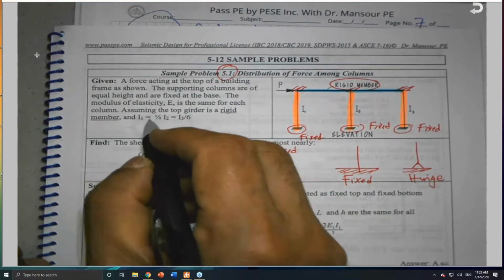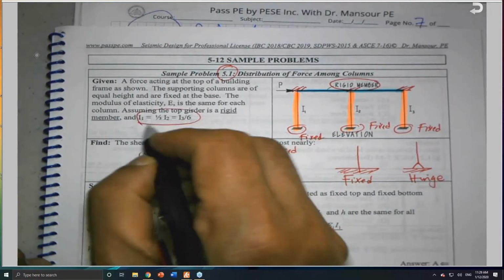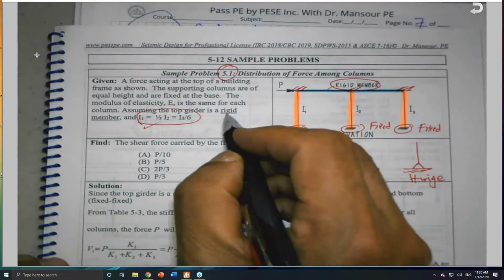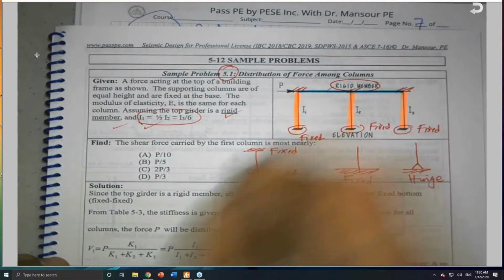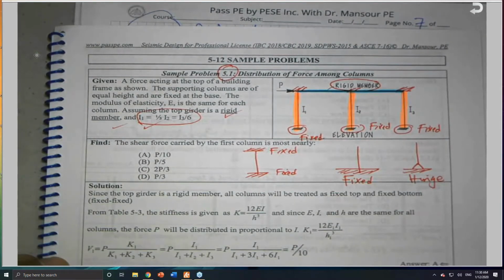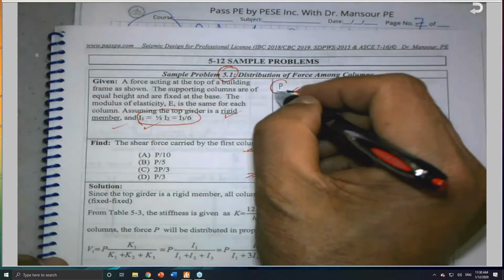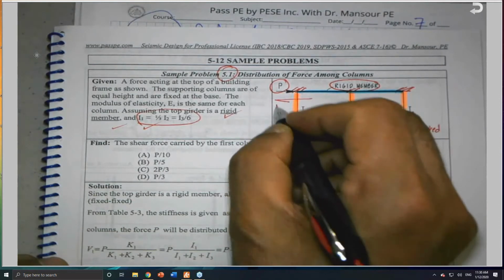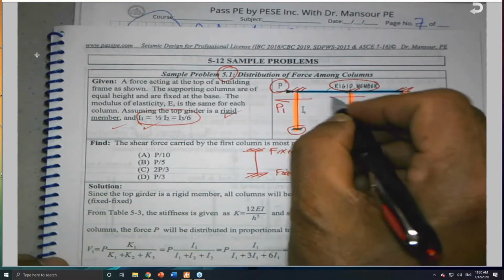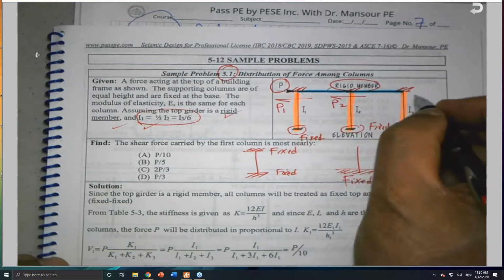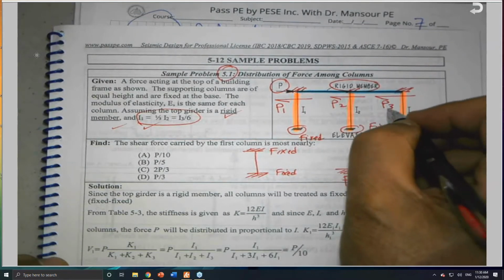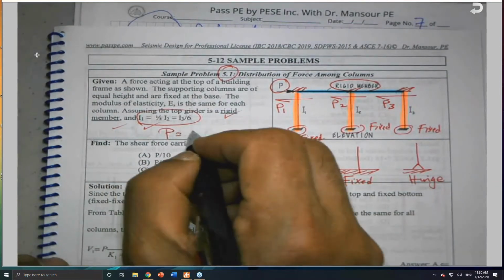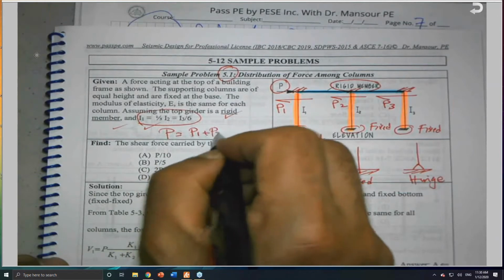And he's telling you the relationship between I1 and I2 and I3 is given here. And assume that the top girder is a rigid member. Rigid means that's fixed. So it's asking, if you have the force P acting on this structure, this column will carry shear, or let me call it P1. This column will take a shear P2, and this column will carry P3. Such that P, the total force, is equal to P1 plus P2 plus P3.